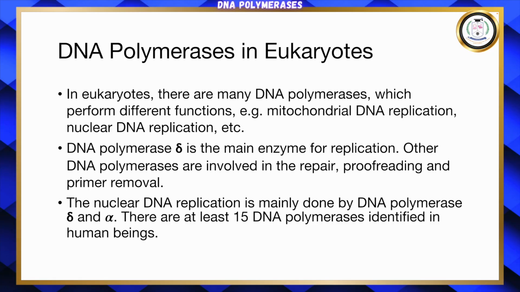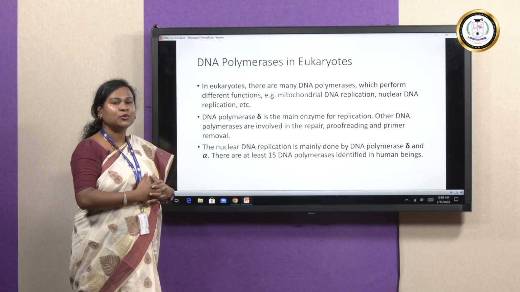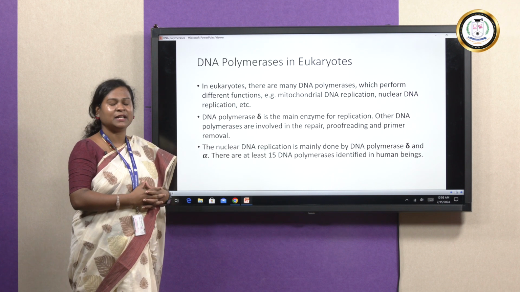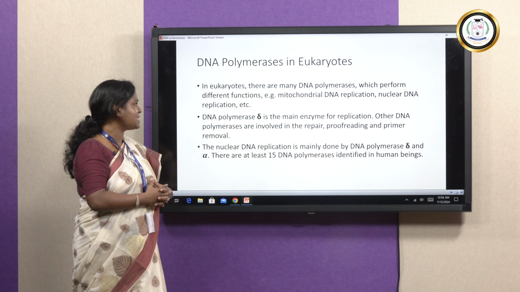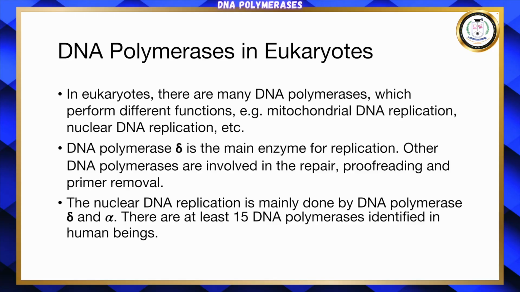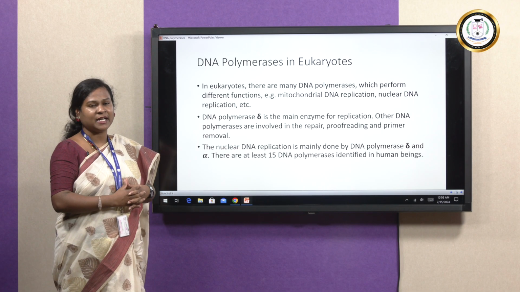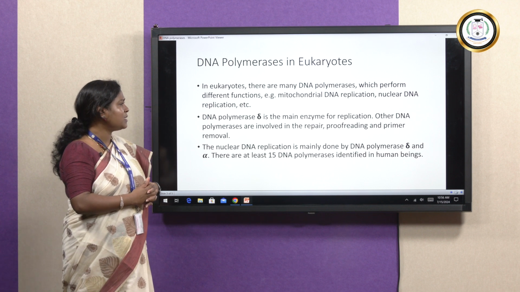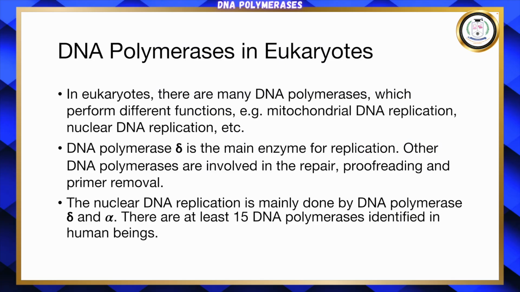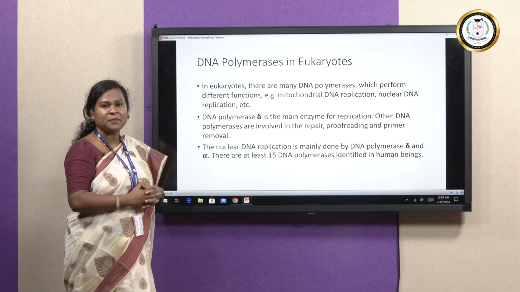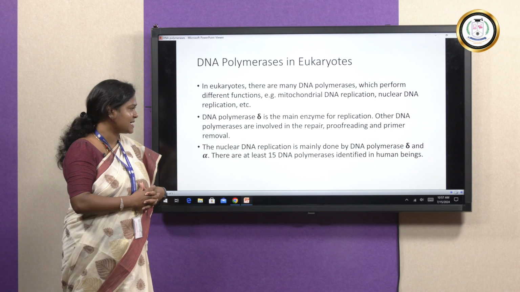Coming to the eukaryotes, almost 15 different types of DNA polymerases have been identified, and we know the role of approximately 5 of them. DNA polymerase delta is a very important enzyme for the replication of DNA. Apart from replication, DNA polymerase delta has an important role in repair and proofreading of the DNA which is being synthesized.